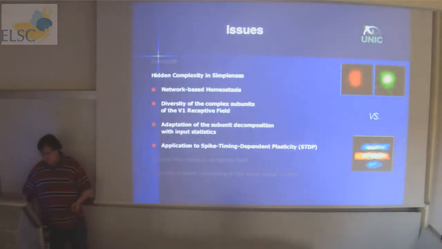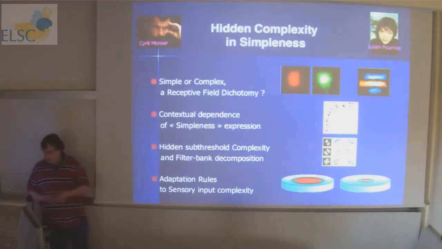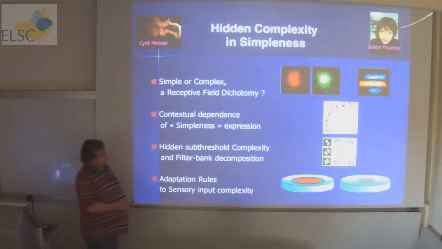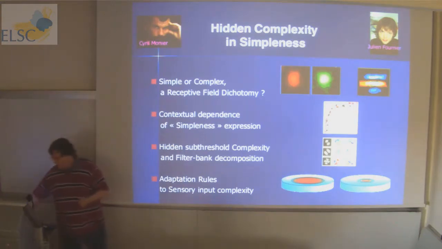Right. So now the hidden complexity and simpleness. So the main actors are Julien Fournier, who is now working at the Max Planck with Gilles Laurent, and as I told you, Cyril Monnier, who has been really impressed by the complexity found in our experiments. Okay, and then we are going through these different parts.